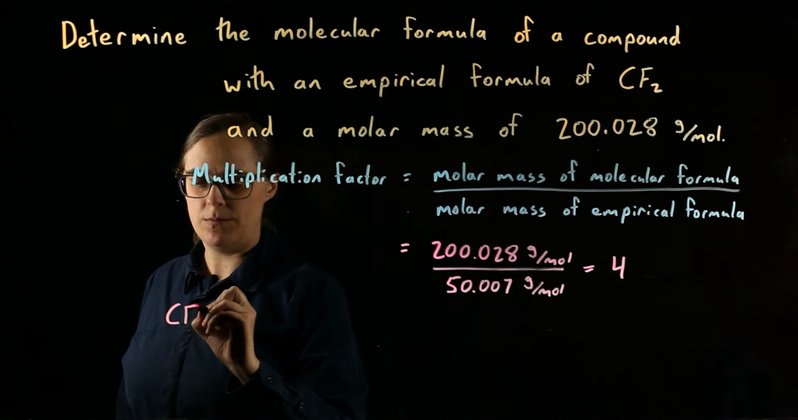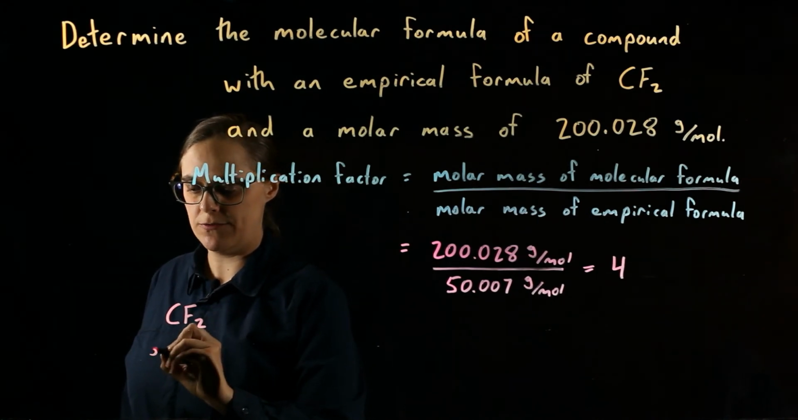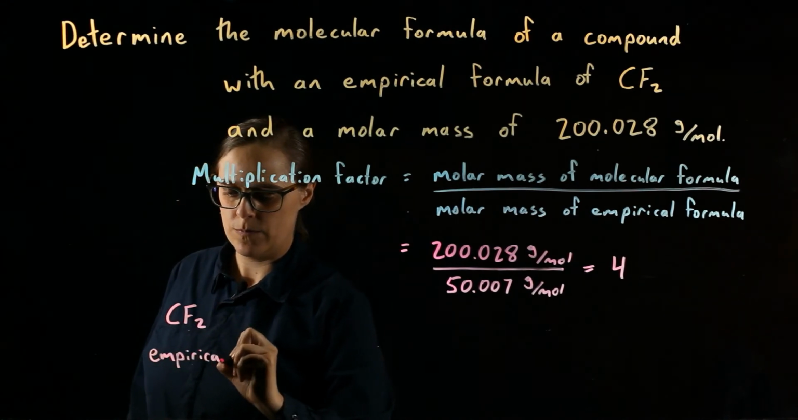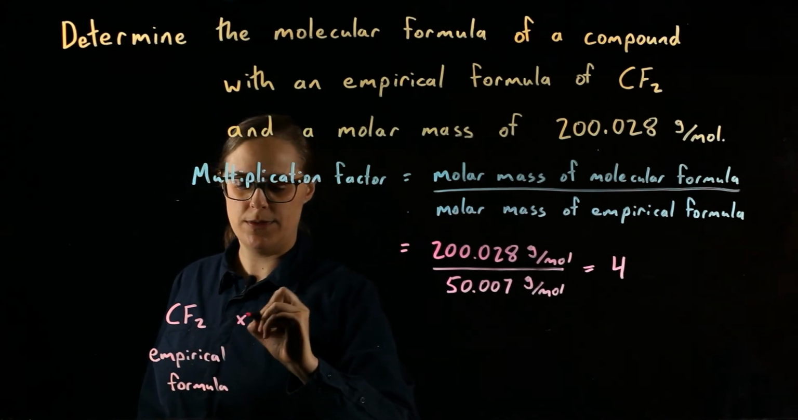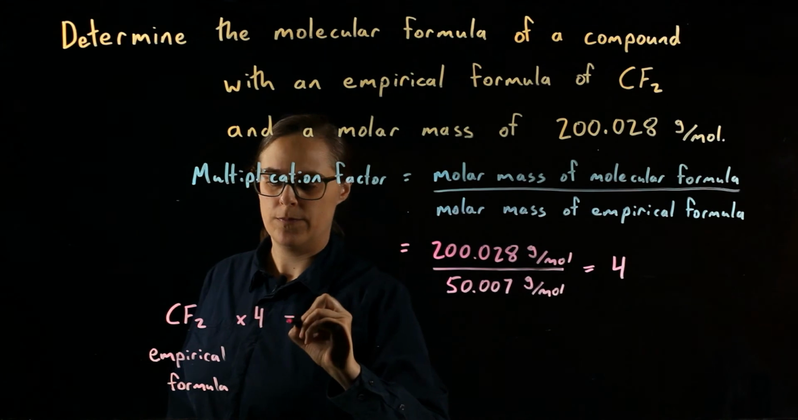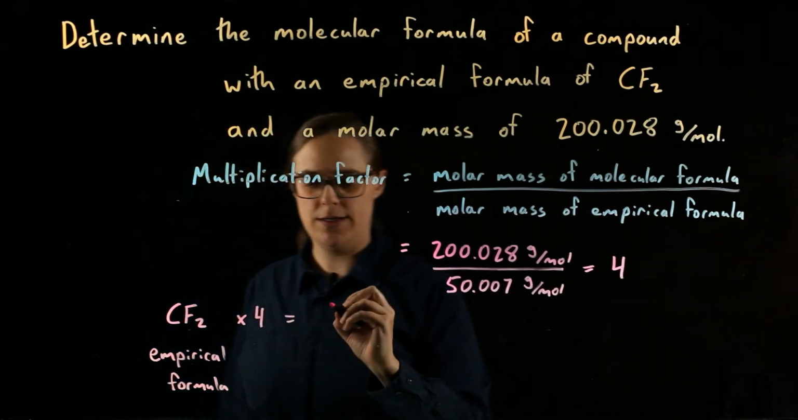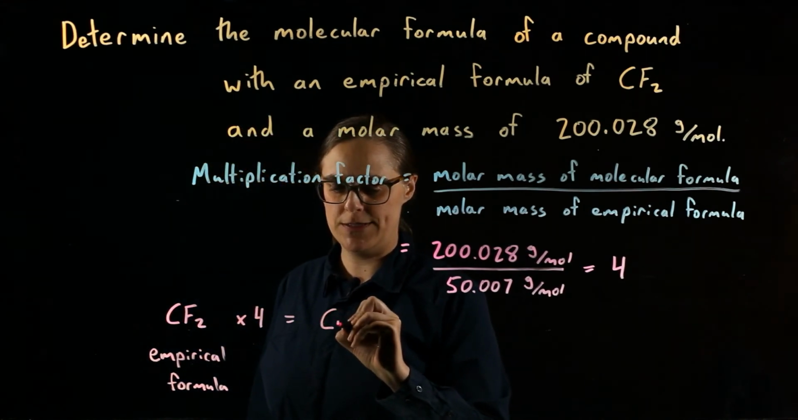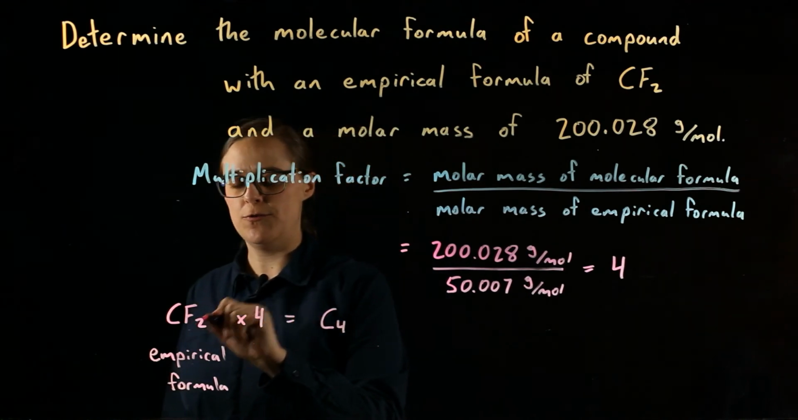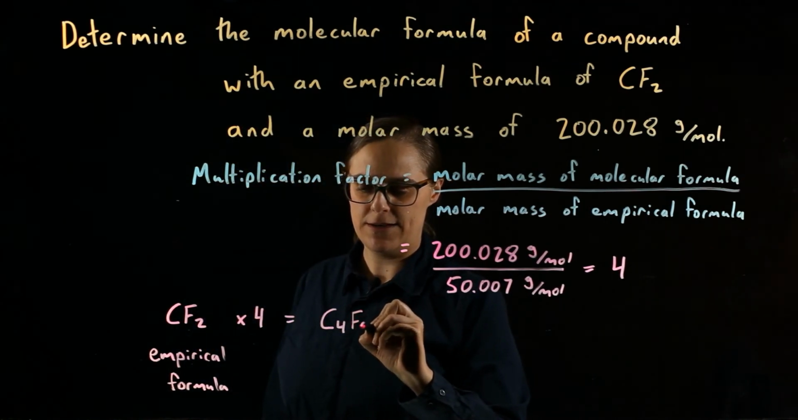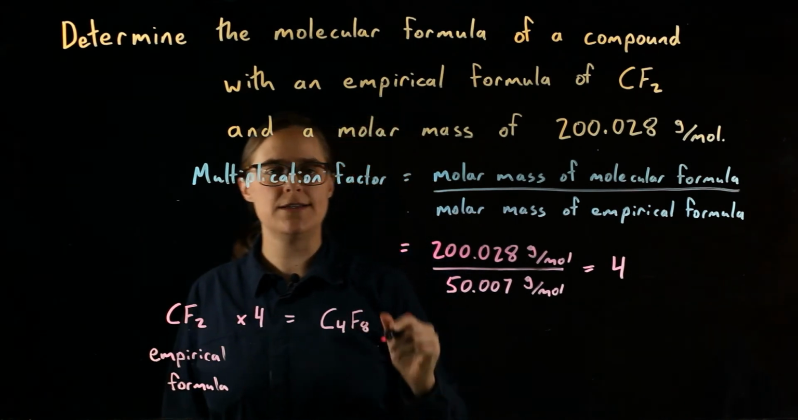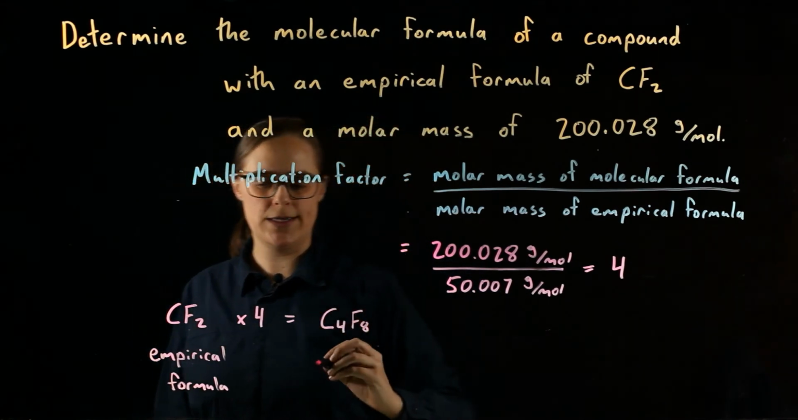So I am taking my empirical formula of CF2 and I am multiplying it by 4. So 1 carbon times 4 is 4 carbons, so C4. 2 fluorines times 4 is 8 fluorines, F8. C4F8. This is our molecular formula.